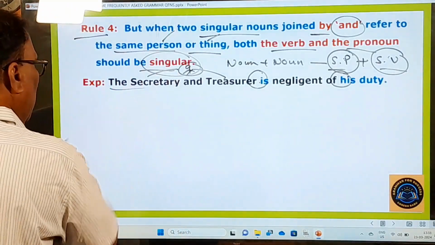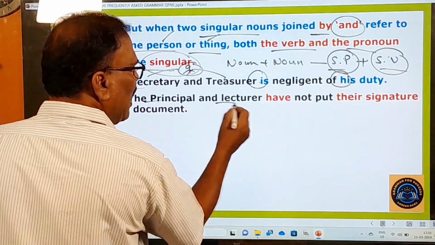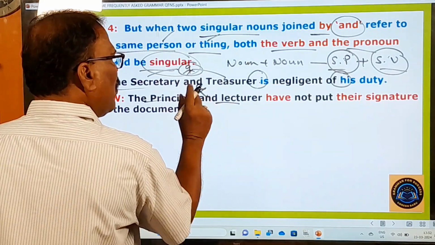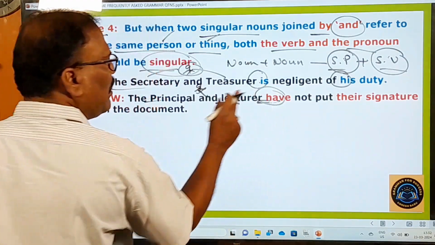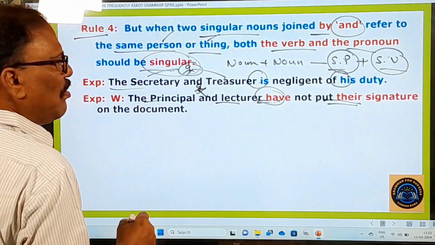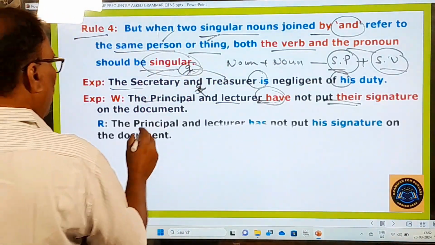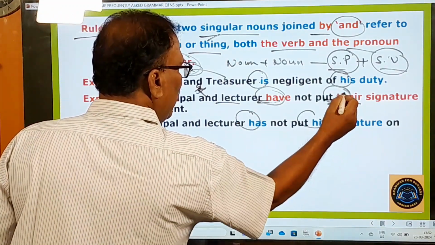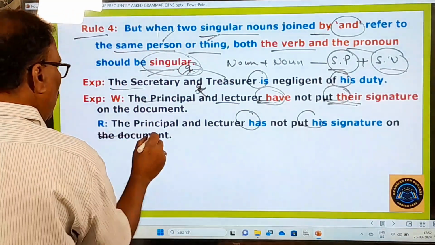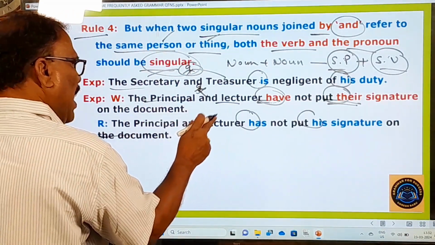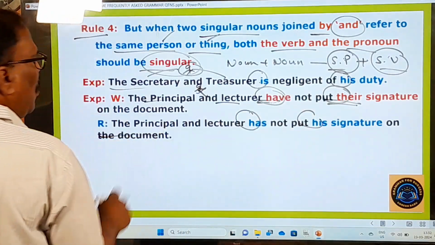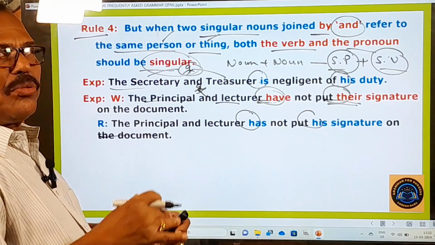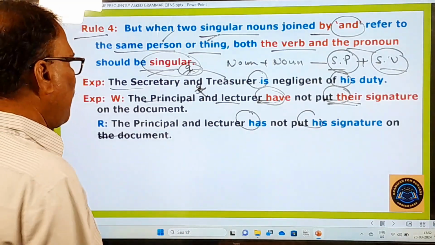And in the examination, what happens? "The principal and lecturer": he is only the principal, he is only the lecturer, one person only. When there is only one person, we should not use a plural verb or a plural pronoun; that's very bad. What should we do? "The principal and lecturer has not put his signature on the document." We should not say "their signature," because the principal and lecturer are not two separate persons, but only one person.